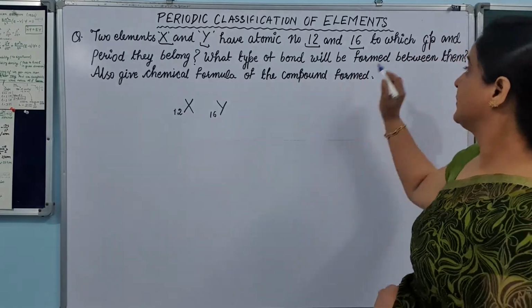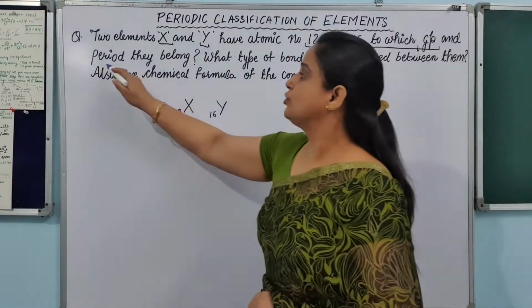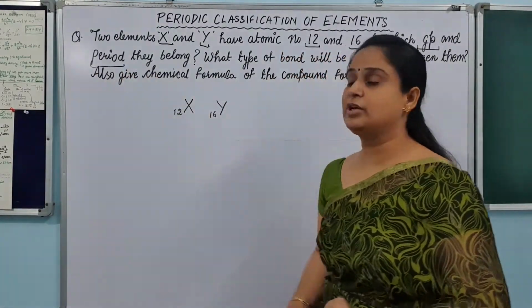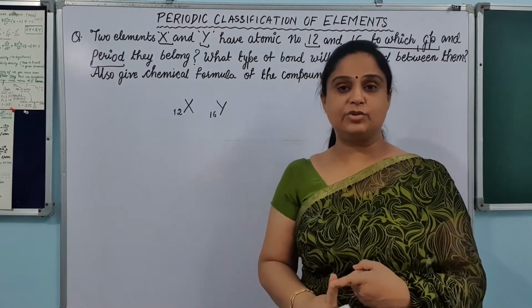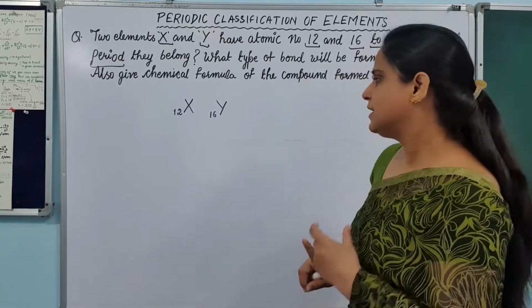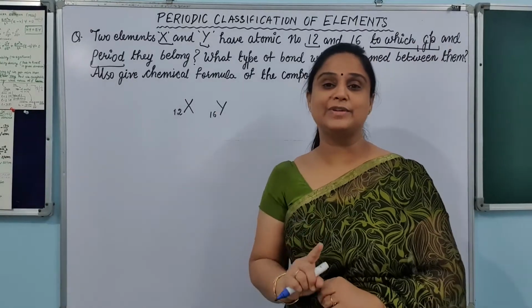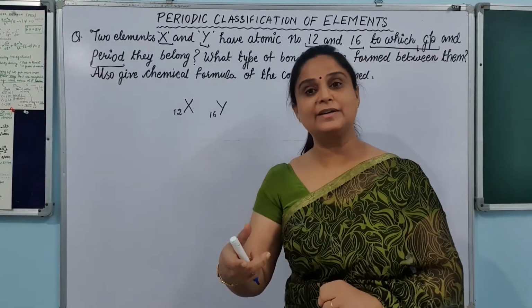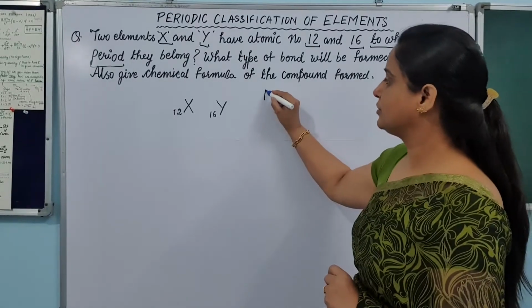Next, what is given? They are asking you to which group and to which period they belong. Means your question is to find out to which period and to which group they belong. तो कैसे पता लगाना है? It's easy to calculate the period. Already we have discussed it, but I have not told you how to calculate the group number. So let's do it. So first of all, I am going to find out the period.